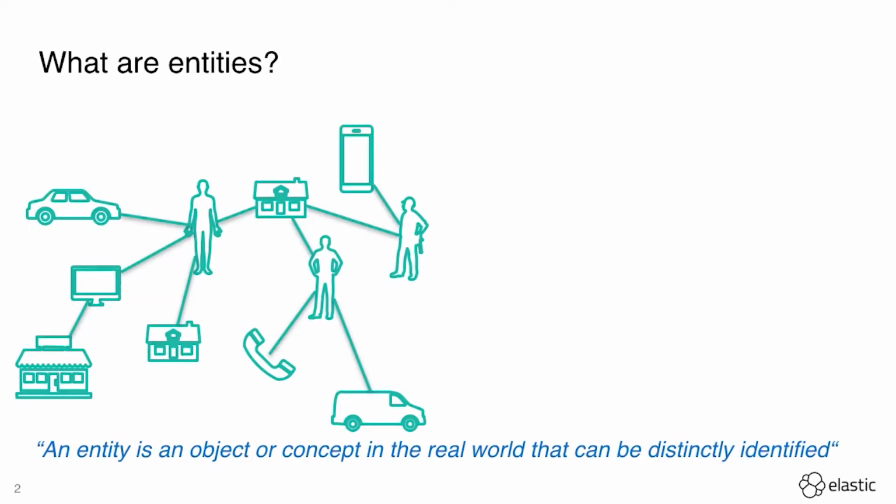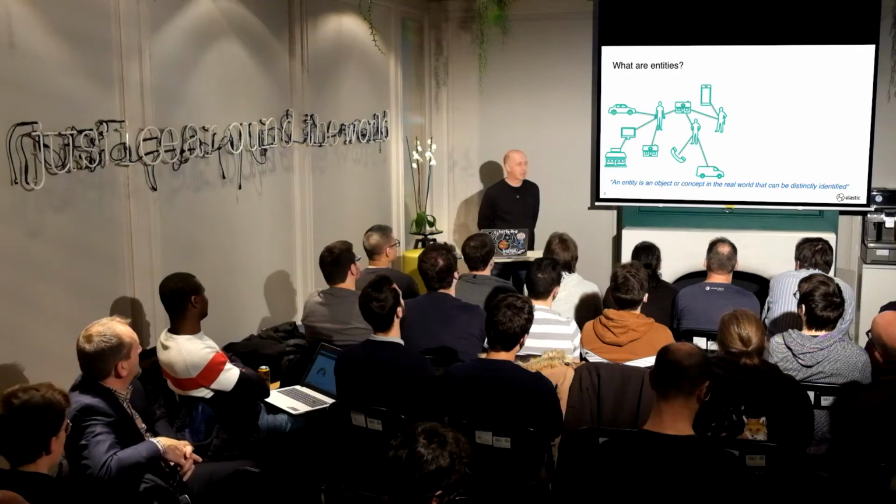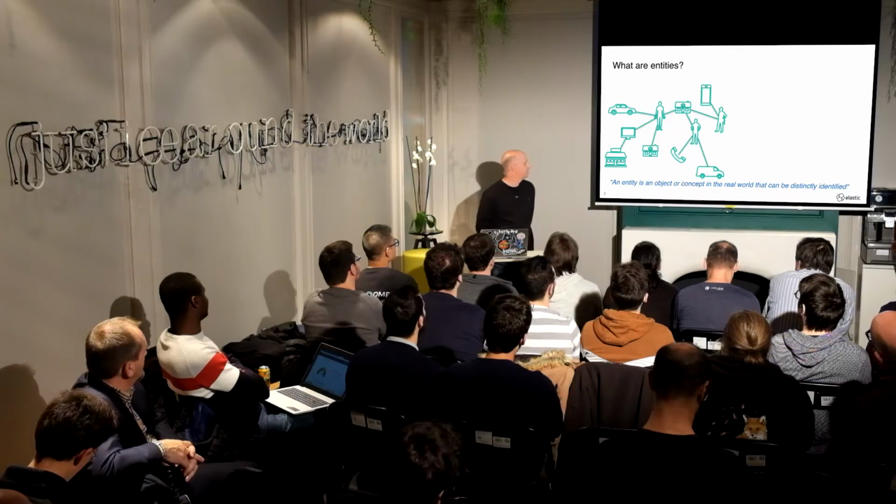So entities are things out there in the real world. So people, cars, houses, telephones, companies. So any object or concept out there in the real world that we can give a unique ID to, a unique identity to. So that's reality. There's all these things running around, us interacting, telephoning each other, buying things, selling things, driving things.